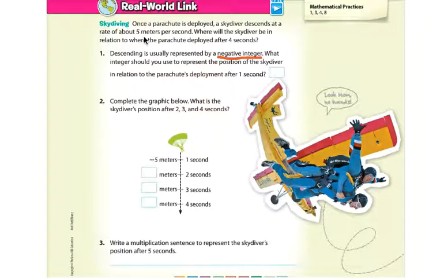So, let's go back. It says once a parachute is deployed, a skydiver descends at a rate of about 5 meters per 1 second. So what is the position of the skydiver? Since he's going down, he's falling, it's a negative integer, a negative 5. And I pulled that straight from my paragraph here. It says 5 meters per second. So 1 second is negative 5 meters.